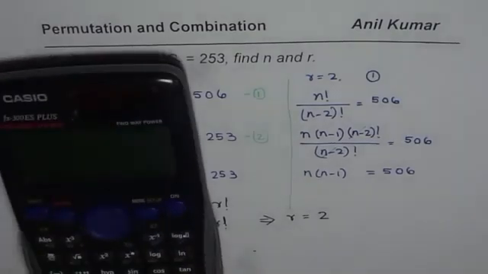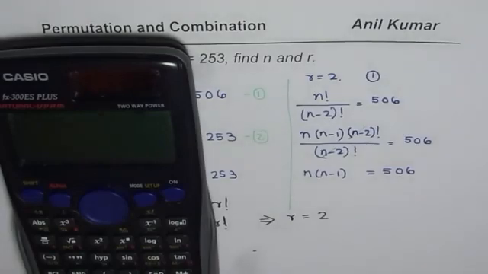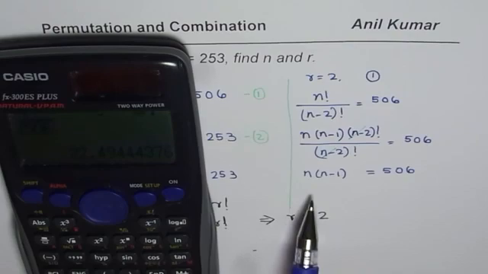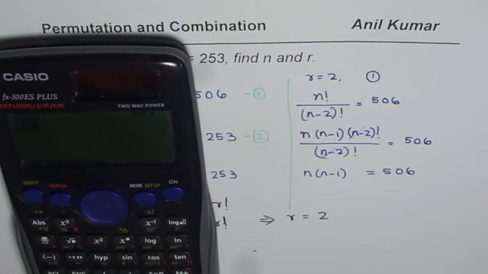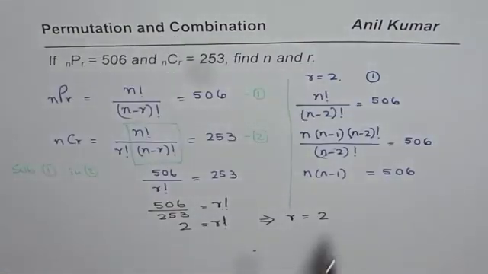Here's a very unique method. Let's do the square root of 506. The square root of 506 is, in decimal numbers, 22.49. That means these two numbers are 22 and 23. Let's try. So 23 times 22 is equal to 506. You get an idea, right? So we get the value of n as 23, right? So n is 23. That is one way of solving it.